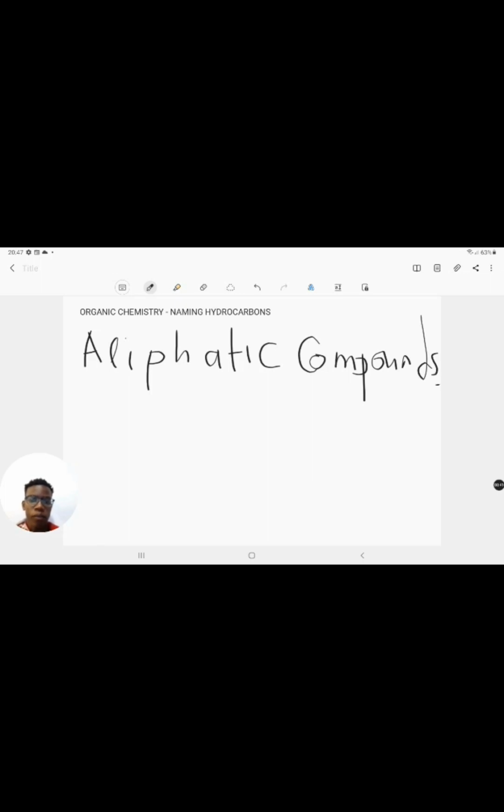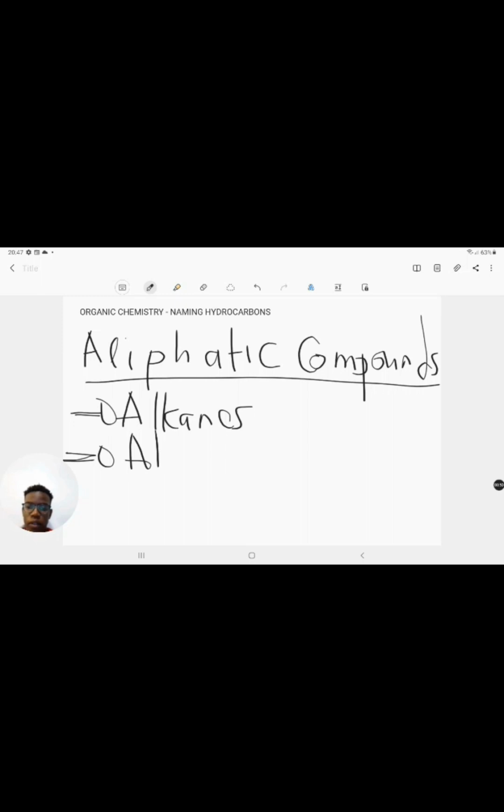So far what we've covered is we have learned how to name our aliphatic compounds. Okay, and we've looked at 3 of the aliphatic compounds, which are alkanes, alkenes, and alkynes. So our aliphatic compounds are alkanes, we've got alkenes, and we've got alkynes.